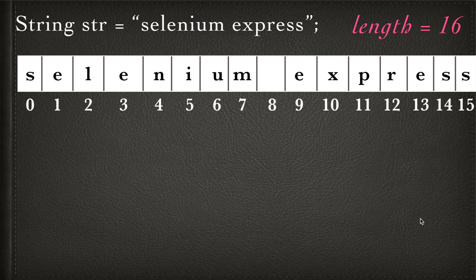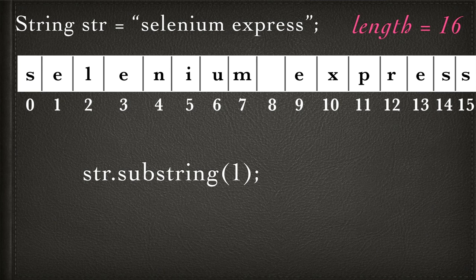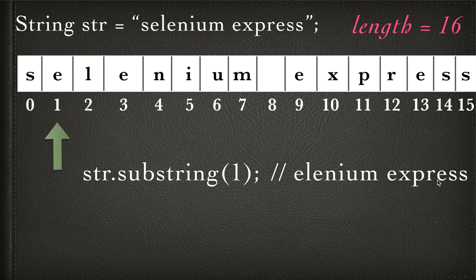Let's talk about the first substring method. If I do a substring operation here, let's say str.substring of 1, that means I want to fetch all the characters starting from the first index till the end. The JVM is going to start fetching the characters from the first index all the way to the last index, and it is going to create a new string here called elenium Express.